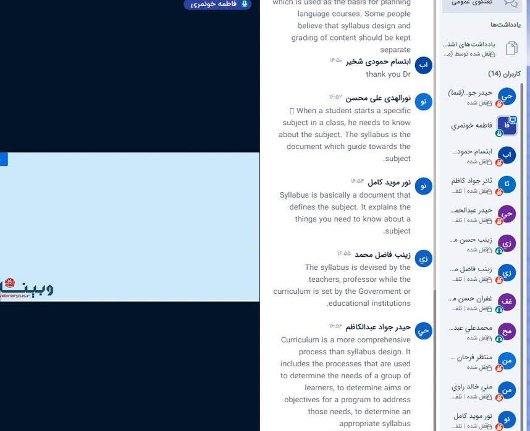A curriculum is more comprehensive. Definitely, it is a more comprehensive process than syllabus design. It includes the processes that are used to determine the needs of a group of learners, to determine the aims or objectives of a program to address those needs, and to determine an appropriate syllabus.